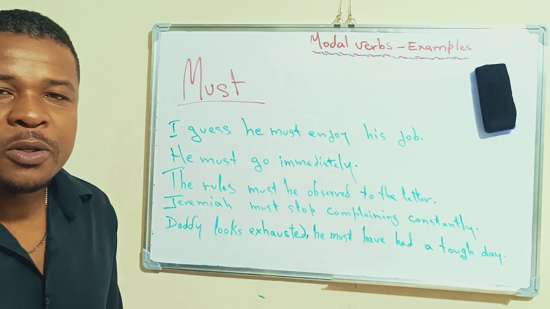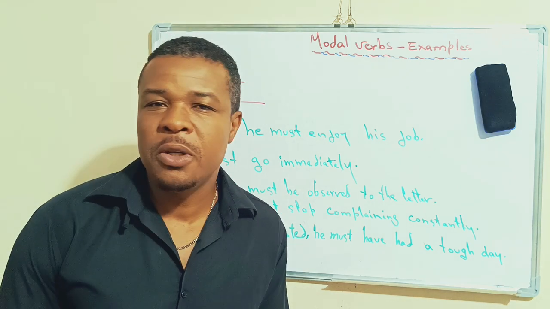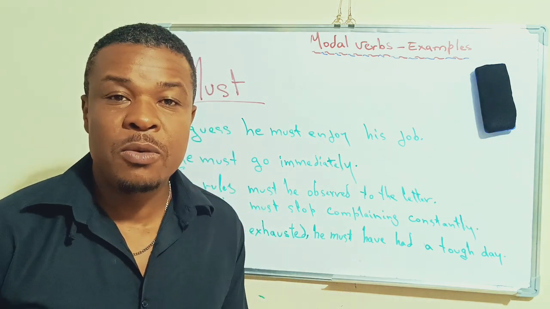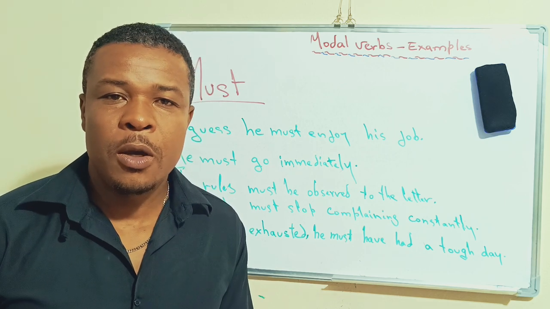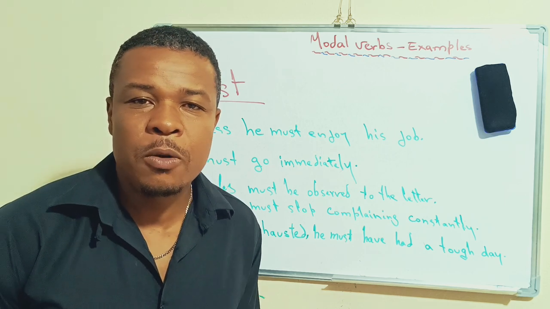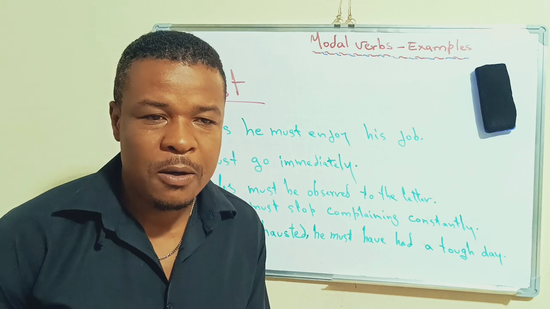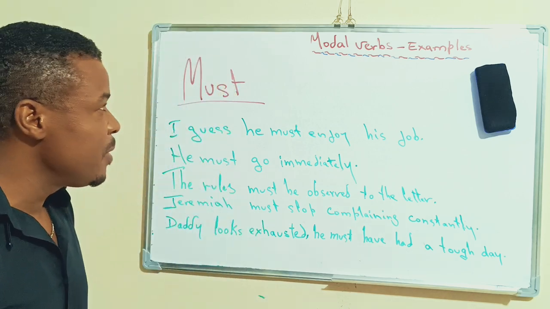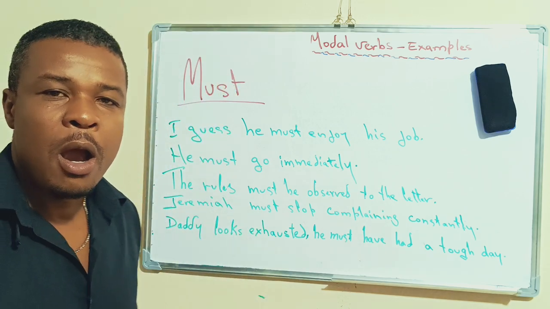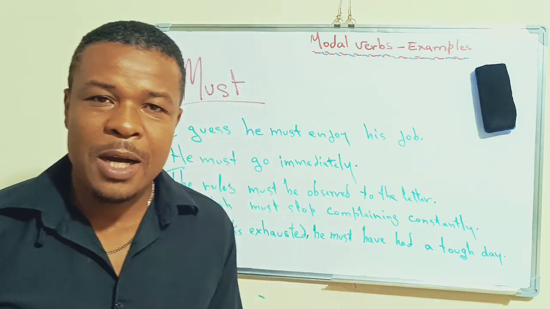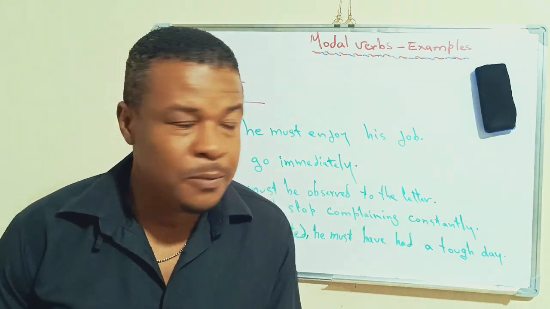All right, so this is what we have. Must is to communicate rules, to communicate requirements, to give orders. Obligation, no? To indicate obligation, things like that. So let's go with the last one, which is ought to.